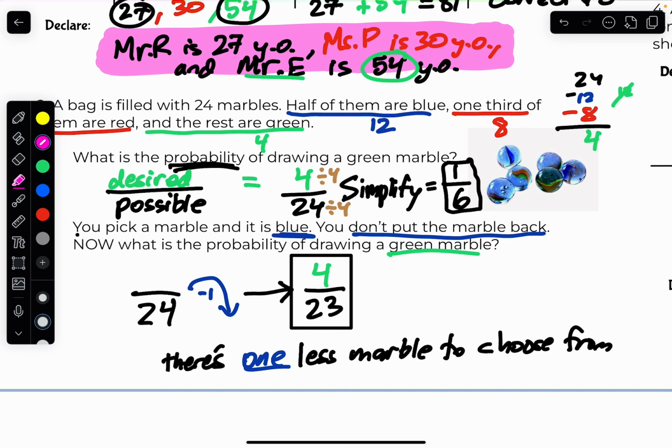Okay? And that idea comes from the idea that it says right here, don't put that marble back. That means there's one marble less. 4 out of 23 can't be simplified, so that is our final answer. I'm going to put a green check mark because I know that right there is the correct answer. If you got that right, nicely done.